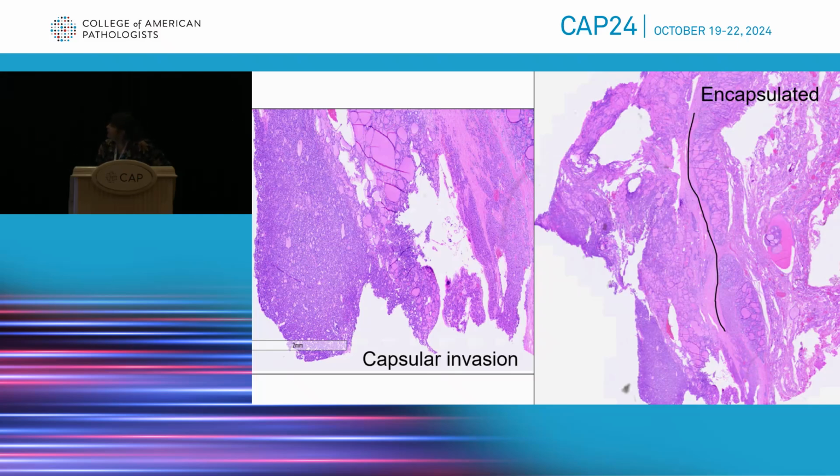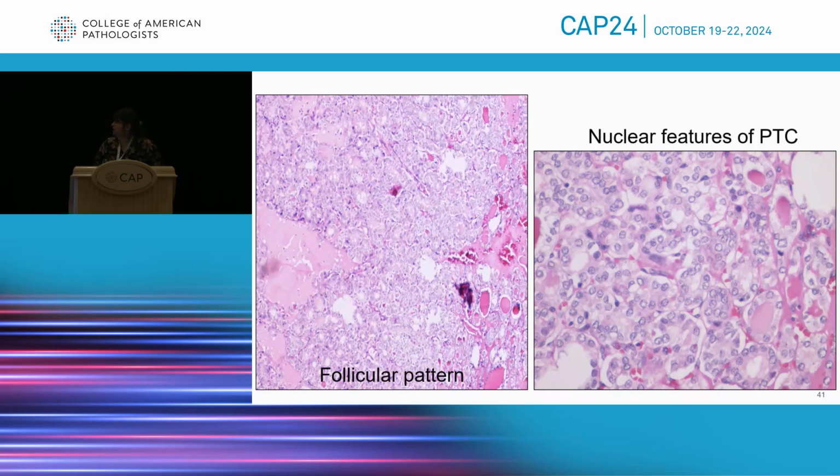So we have the higher magnification on the window on the left, and you can see that the tumor is transgressing through this capsule, is breaking through and is finding itself on the opposite side. So you're dealing with a follicular pattern lesion that is encapsulated and has capsular invasion.